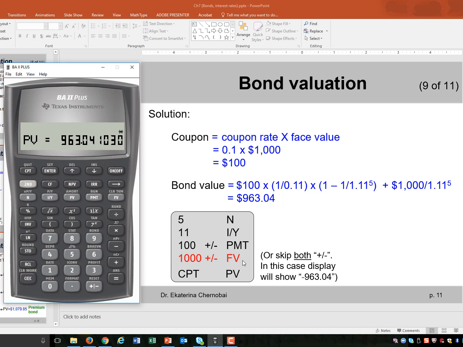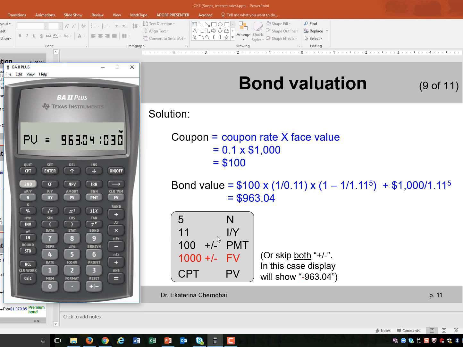So the new thing here is entering the face value, which is FV, future value. And it's always $1,000. And the important thing is, like I explained on the slide, both the PMT, the coupon amount, and the FV, the face value, must be entered with the same sign. So I showed how you enter both as negative.